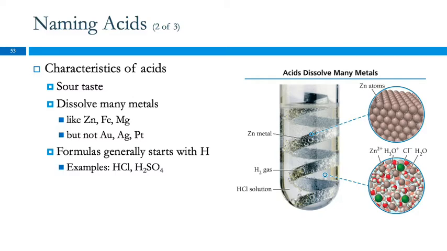Acids also will dissolve many metals. Zinc, iron, magnesium. Metals like gold, silver, and platinum do not dissolve in acids. Now, do you remember the experiment we did on Tuesday? What did we start out with? Piece of copper wire. And what liquid did we put on it? Concentrated nitric acid. And what happened to the copper? It dissolved, right? It seemed to disappear. It dissolved. So that's an example of an acid dissolving a metal.